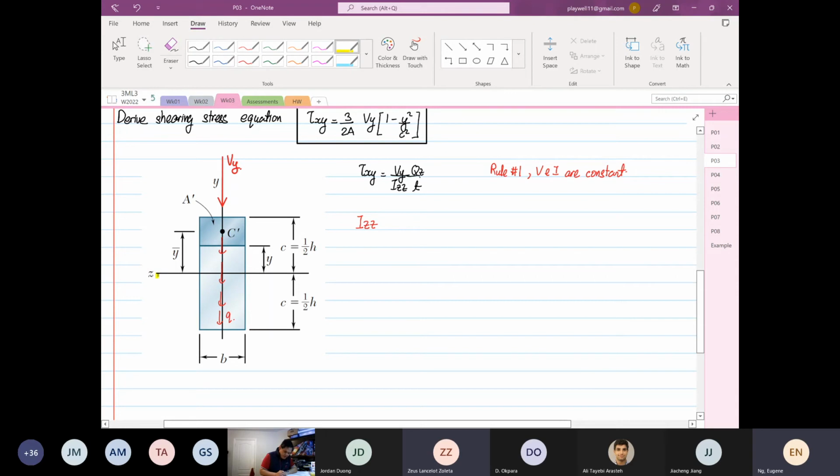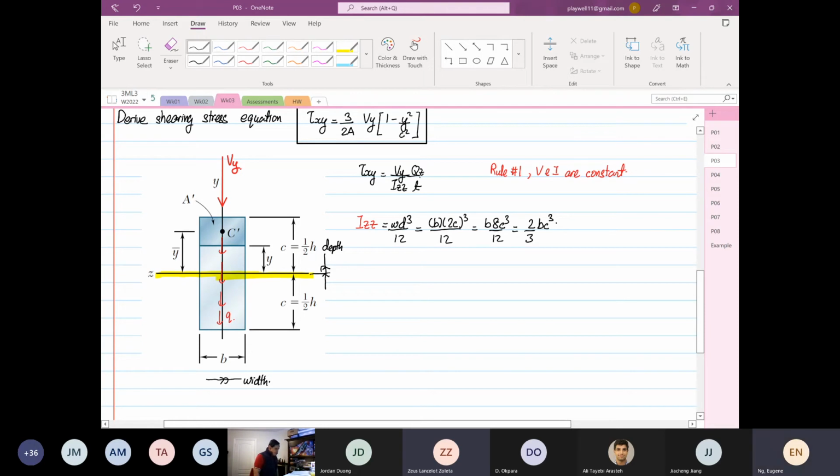Zz is the axis of interest. Anything down here is your width. Any geometry that is perpendicular to the axis is your depth. So this is equal to width times depth cubed divided by 12. Your width is B, your depth is 2C, so B(2C) cubed over 12. So this is equal to 2/3 BC cubed. That is your Izz.